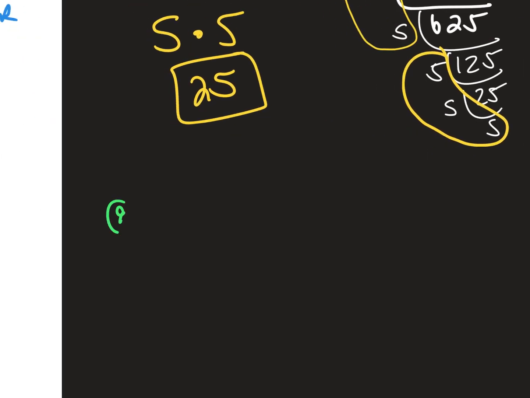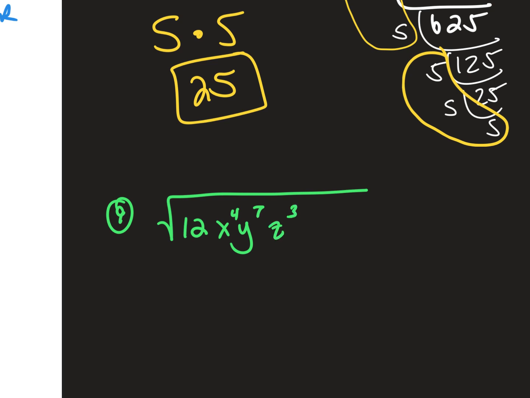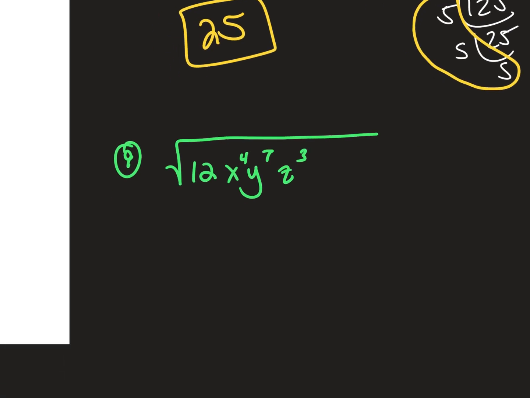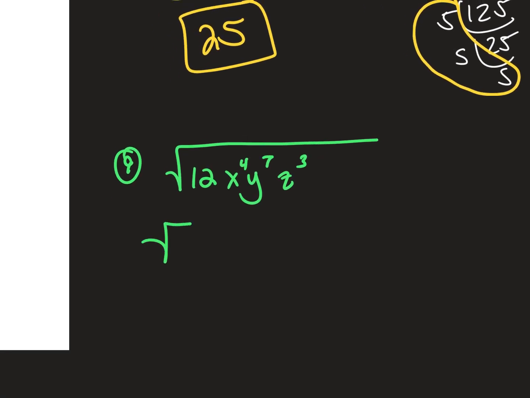Number 9. Does your number 9 look like this? 12, x to the 4th, y to the 7th, z to the 3rd. All right. What root is this asking for? Square root. There's a little 2 out in front that you don't see. So a couple ways you guys can do this. You can divide exponents or you can write the letters out. I'm going to go ahead and break down 12. What can I break down 12 into? A perfect square and a non-perfect square. 4 times what? 4 times 3.